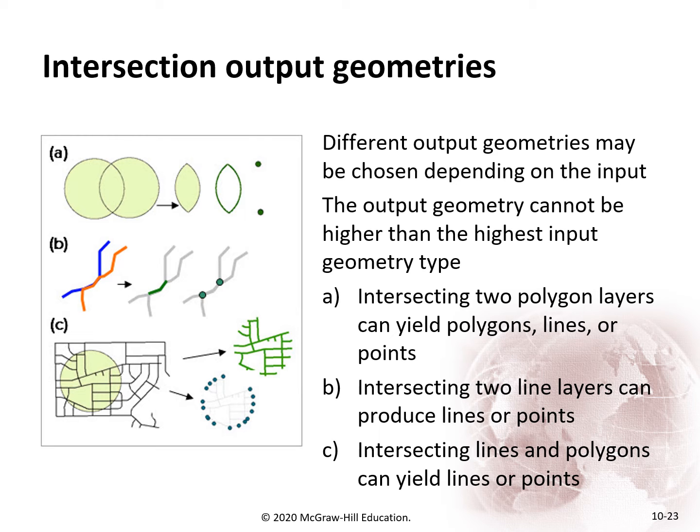Whatever your least complicated thing is, in this example here in C, you have lines and polygons. You cannot get polygons from this, but you can get lines and you can get points, because these are both less complex than that and the same or less than the lines. But you can't get anything more complicated than the lines because that's one of your inputs.